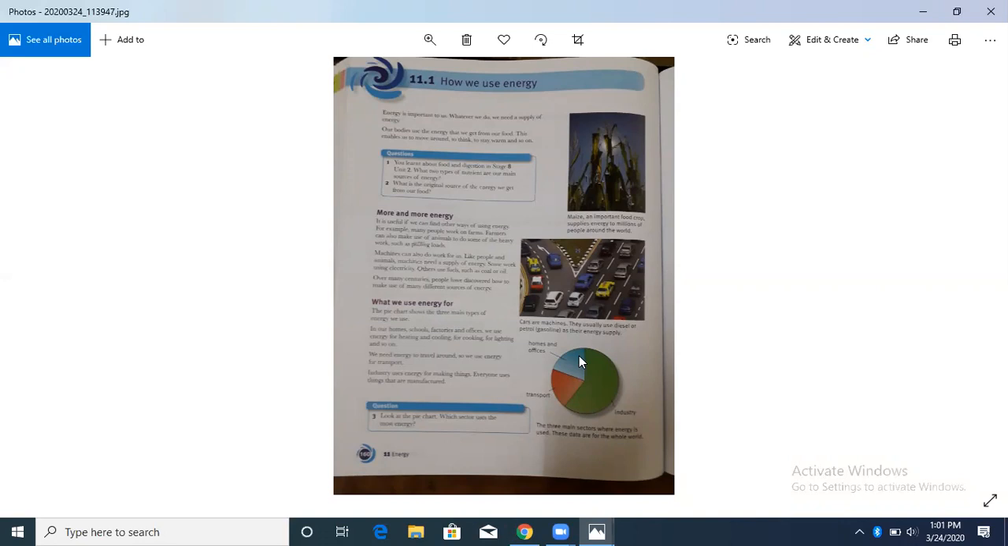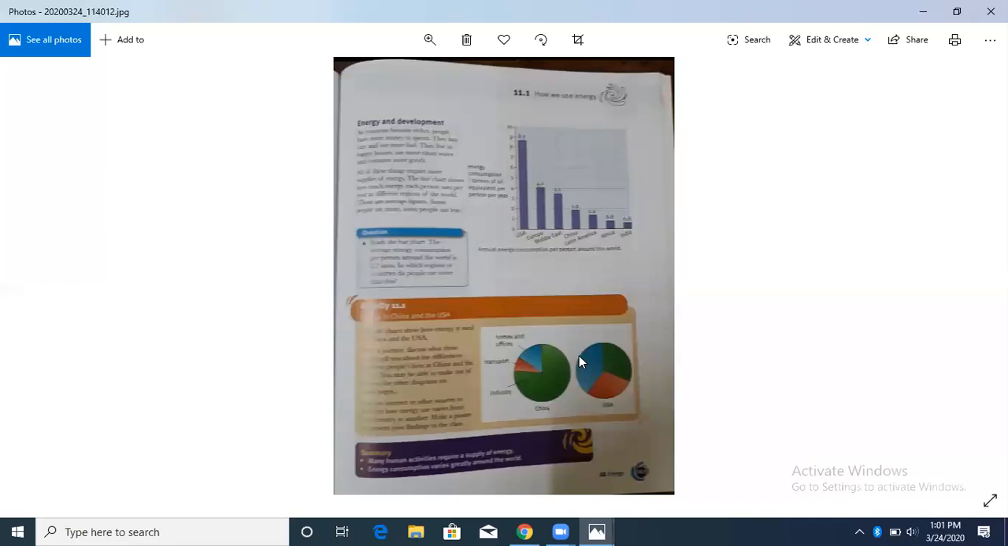Question three: look at the pie chart. Which sector uses the most energy? You can understand by looking at the pie chart. The green color is the most, so the sector is industry. Question four: study the bar chart. The average energy consumption per person around the world is 2.2 units. In which regions or countries do people use more than 2.2? China is 1.9 only. So Middle East, Europe, and USA use more than 2.2. Whatever may be asked, you can find from the bar chart, since they have given the values there.